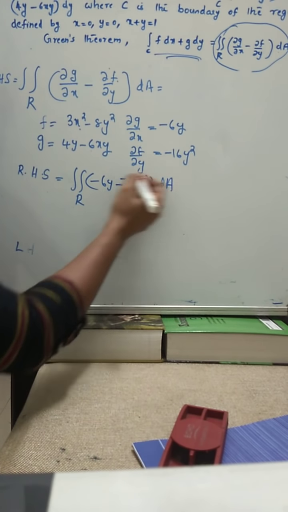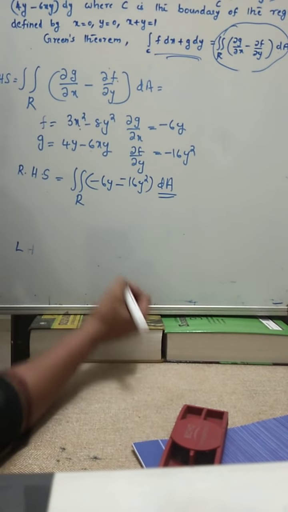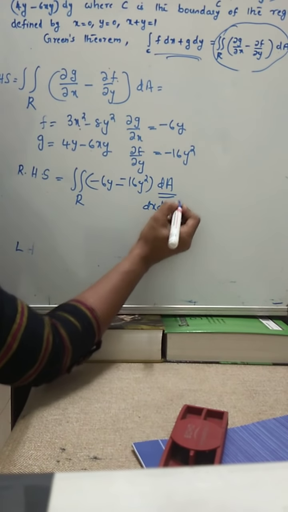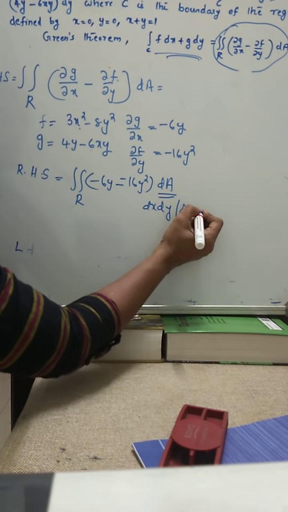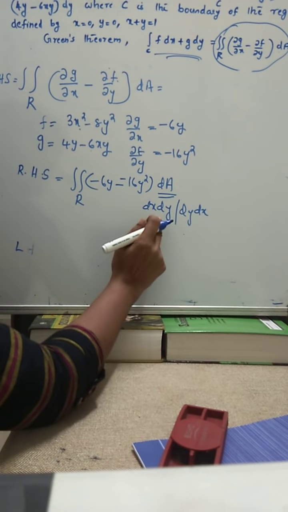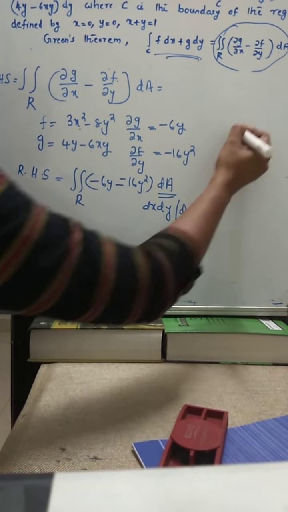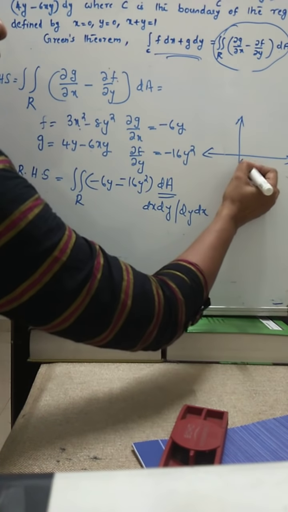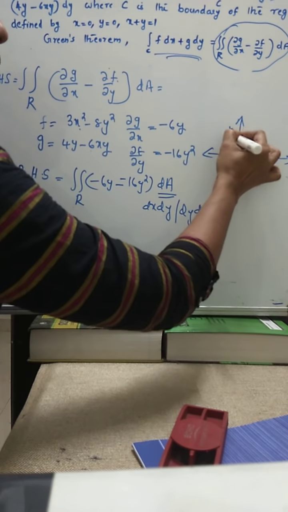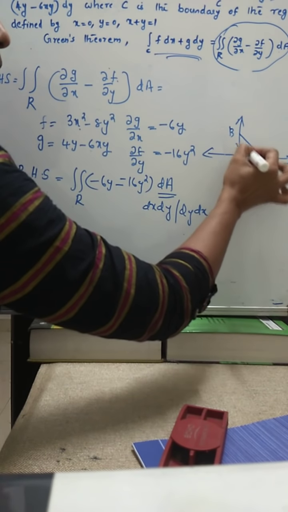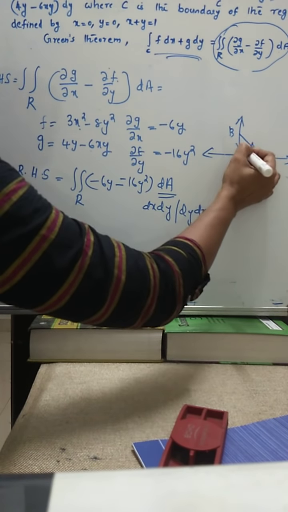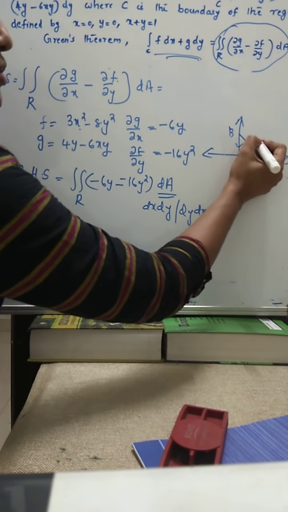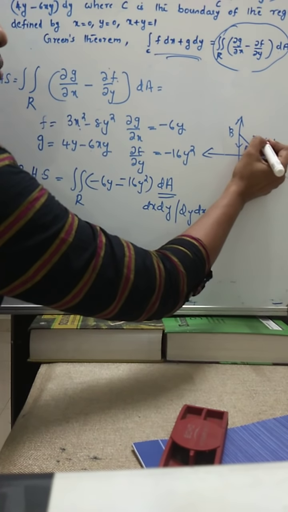Now how we evaluate this is we have to replace dA either by dx dy or by dy dx, and that we have seen in double integration. For that, we know that the region is given by this O, A, B, O. So this is our region bounded by the curve OA, BO. Now the equation of this line is x plus y is equal to 1.